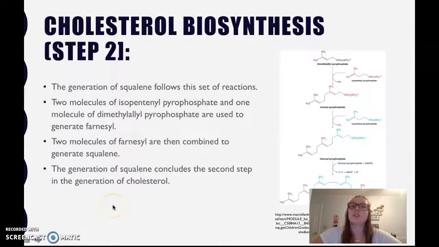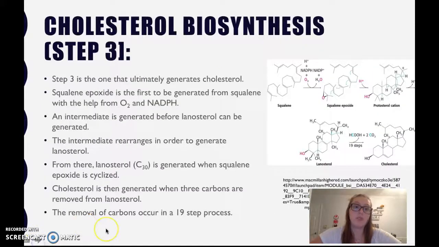So now, the generation of squalene occurs in this following set of reactions. 2 molecules of isopentyl pyrophosphate, which is right here and right here, and 1 molecule of dimethylallyl pyrophosphate, which is right here, are used to generate farnesyl pyrophosphate, which is right here. Then 2 molecules of farnesyl pyrophosphate are combined to form squalene. The generation of squalene is what concludes the second step of cholesterol formation. So then you see the whole overall process in the figure to the right. Then moving forward to step 3.